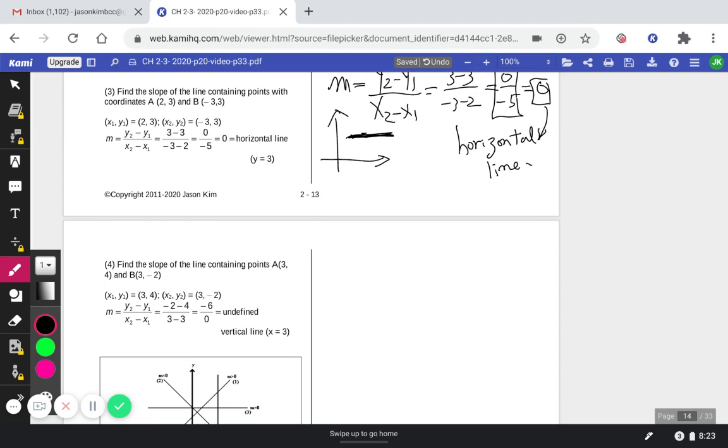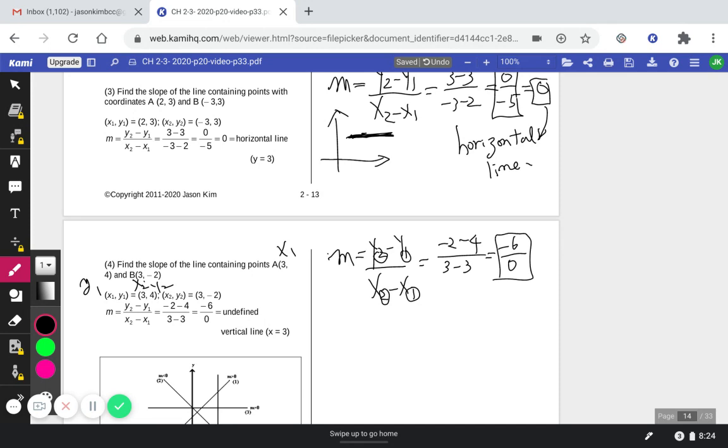Another example, (x1, y1), (x2, y2). Slope becomes y2 minus y1 over x2 minus x1. Notice that you write x on the bottom, right? So y2 is negative 2, y1 is 4, so negative 2 minus 4, and x2 minus x1 is 3 minus 3, so you end up with negative 6 over 0. Now, whenever you have a 0 on the bottom, it becomes undefined.